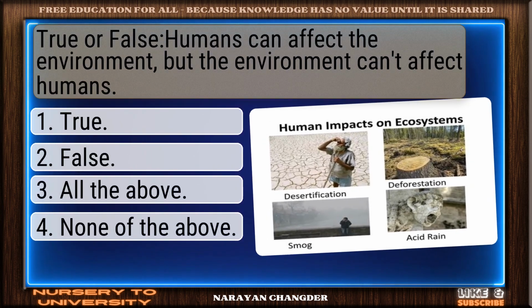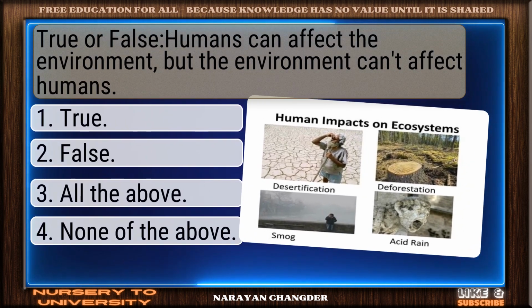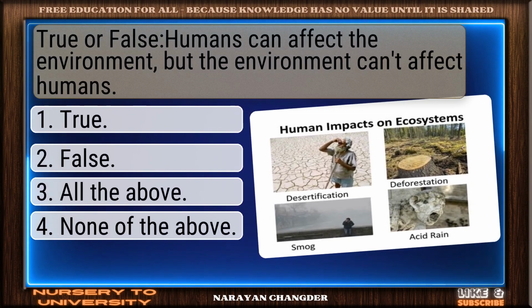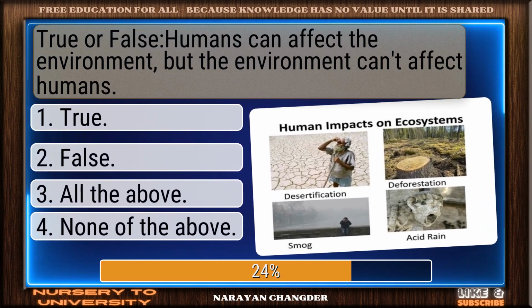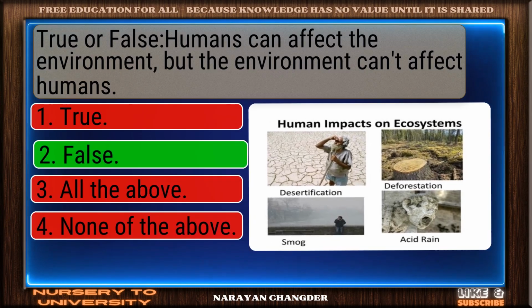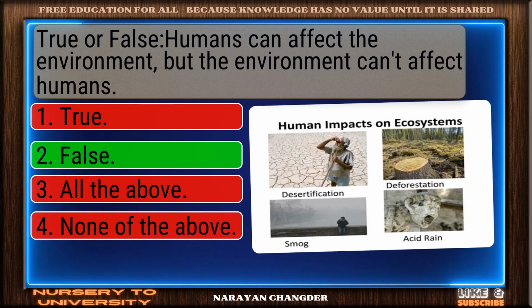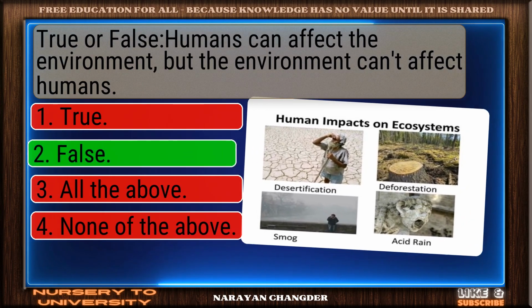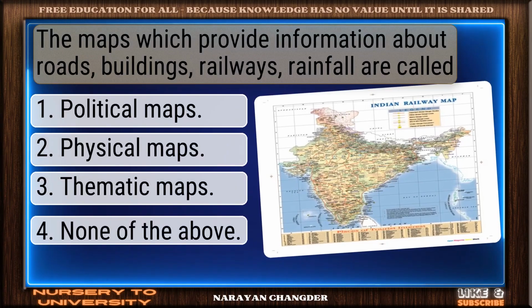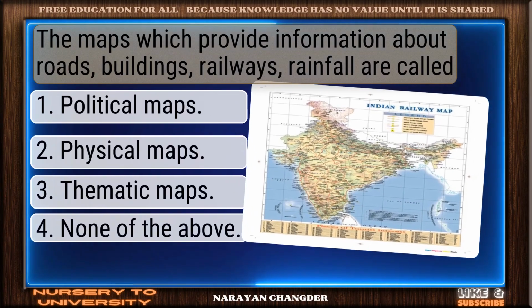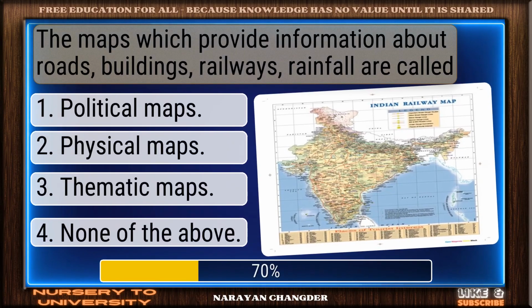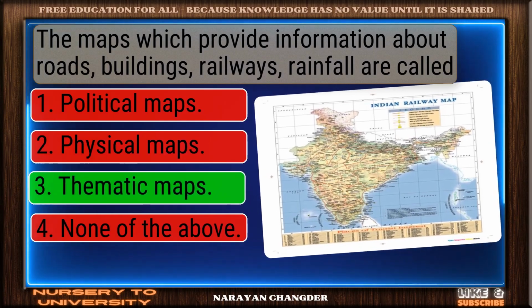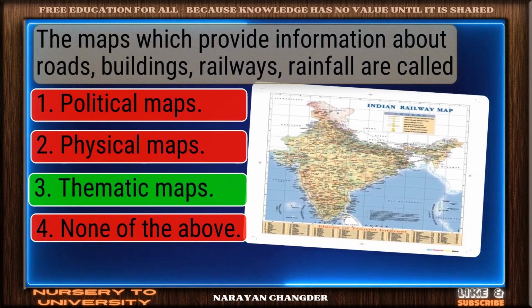True or false? Humans can affect the environment, but the environment can't affect humans. Sharp thinking. False is the right choice. The maps which provide information about roads, buildings, railways, rainfall are called. Well picked. Thematic maps is the correct answer.